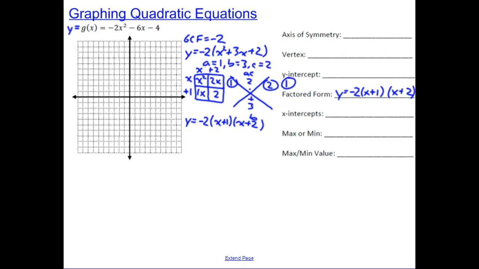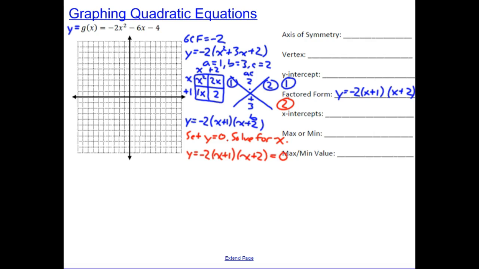Now that I have it in factored form, I can find the second thing, my x-intercepts. X-intercepts are where my function intersects the x-axis. Now everywhere along the x-axis, y equals 0. So I'm going to set y equal to 0 and solve for x. That's how I get my x-intercepts. So what is y? y is negative 2 times x plus 1 times x plus 2, and I will set that equal to 0.